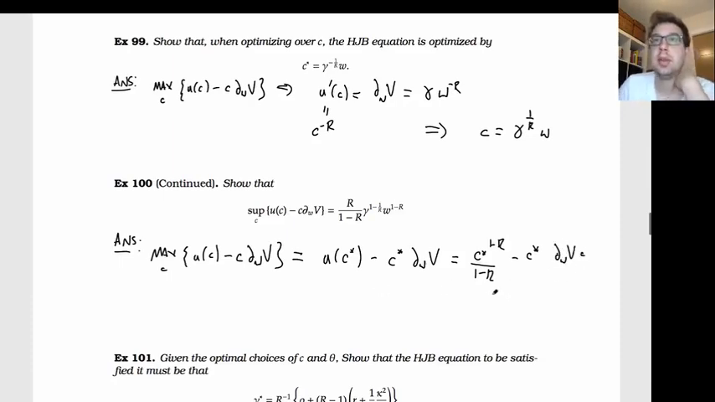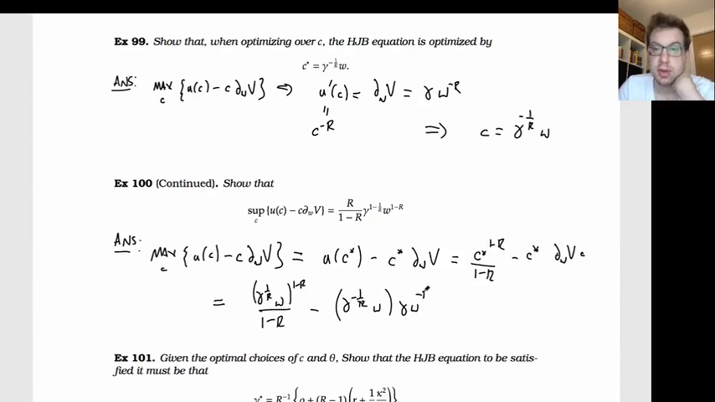Okay, so I'm going to get out of all of these expressions. From this part, I'm going to get gamma to the 1 minus r, w to the 1 minus r, divided by 1 minus r, and I'm going to minus off c, which is equal to gamma to the minus 1 minus r w, and then times the partial derivative of the value function, which remember is gamma to the w to the minus r, and then I can collect all these terms together.